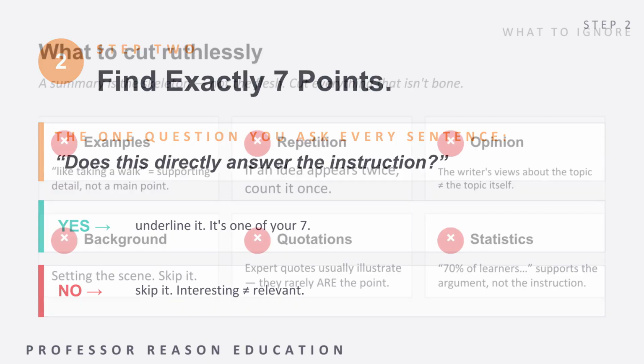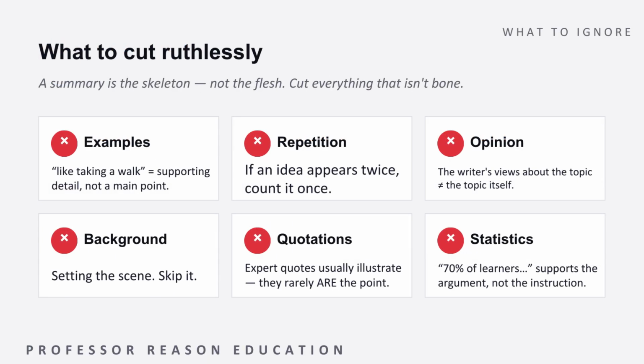Here's what learners wrongly include and lose marks for. Examples, repetition, the writer's opinion, background information, quotations from experts, and statistics that illustrate a point rather than make a point. A summary is the skeleton, not the flesh. Cut everything that isn't bone.